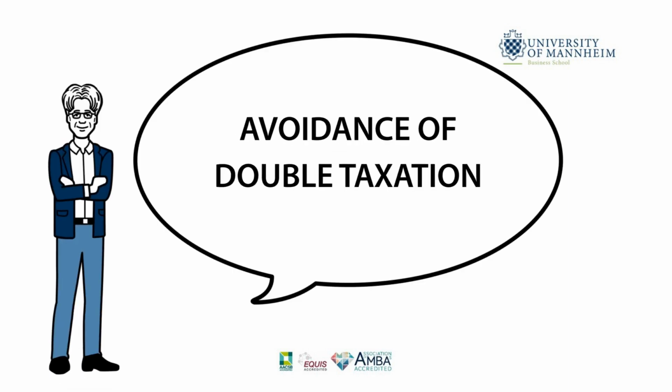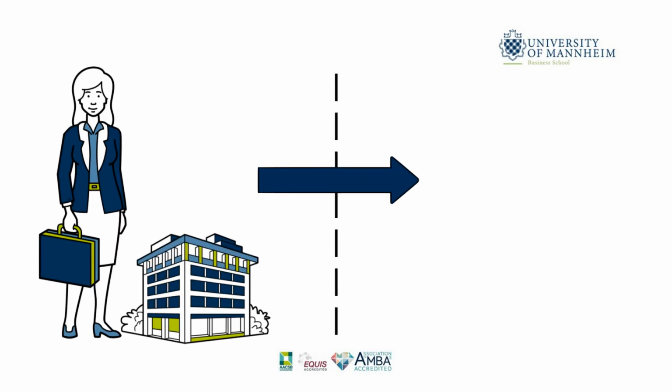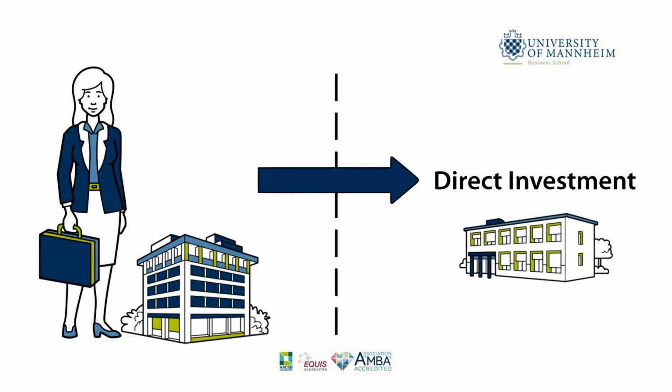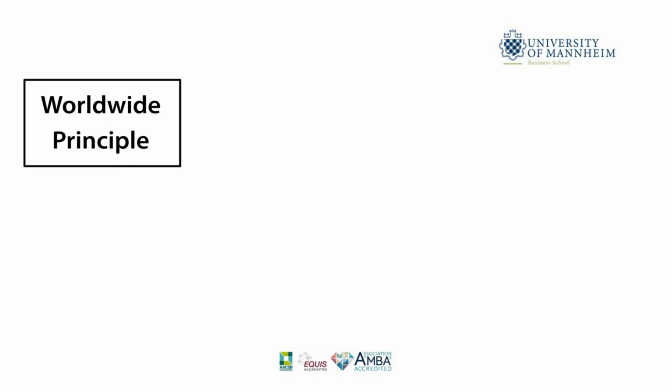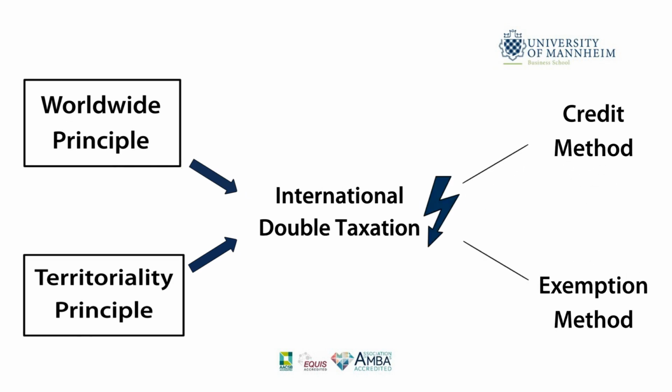Today we are going to talk about methods to reduce or avoid double taxation in an international context. Imagine you're the manager of a domestic corporation that expands abroad in the form of a foreign direct investment and gains profits. In case of a simultaneous application of the worldwide and territoriality principle, international double taxation occurs. Countries can adopt the credit or exemption method to reduce or fully mitigate international double taxation.